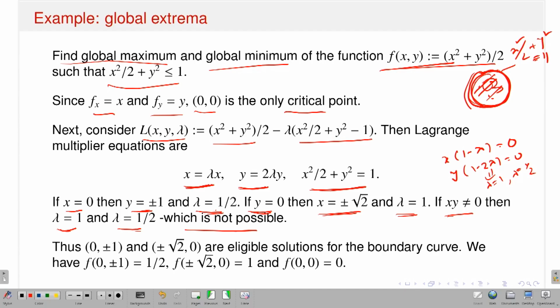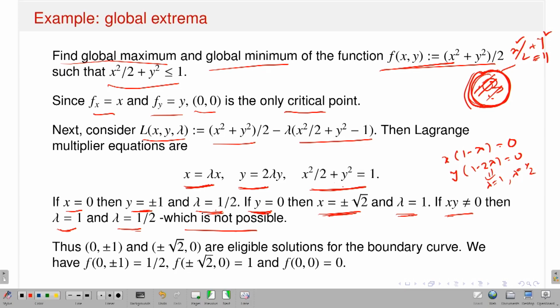Okay, so if x is equal to 0, then we will have y is equal to plus minus 1, it follows from here. If I put y is equal to plus minus 1, then lambda is equal to half. And if y is equal to 0, then you will have x is equal to similar way and lambda is equal to 1. So, two possibilities.